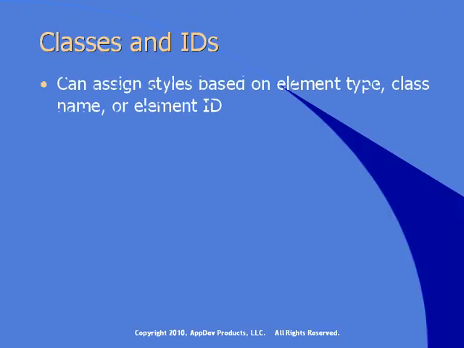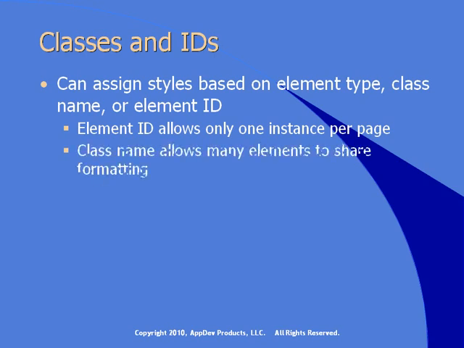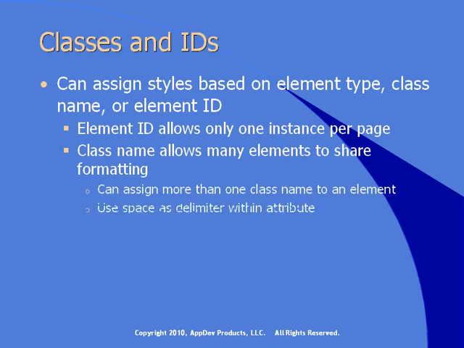You can assign styles, as you've seen, based on the element type, the class name, or an element ID. The element ID allows only one instance per page because every element ID must be unique on the page it's on. The class name allows many elements to share the formatting, and you can assign more than one class name to an element. That's not a problem. You just use a space as a delimiter within the attribute.